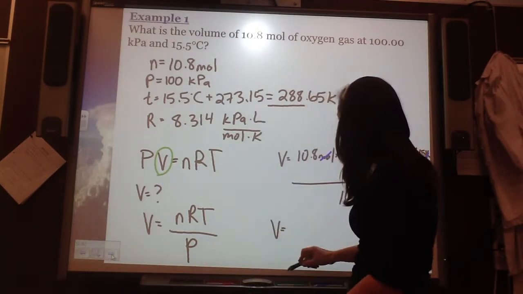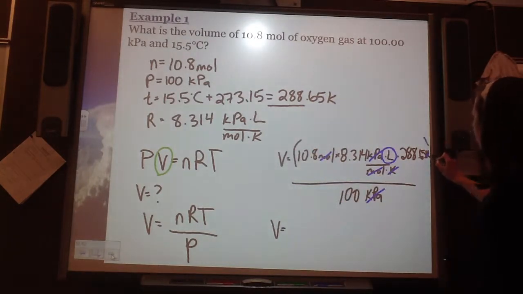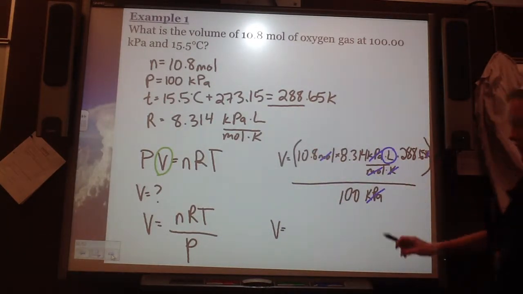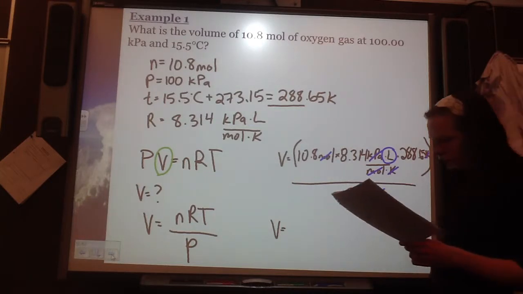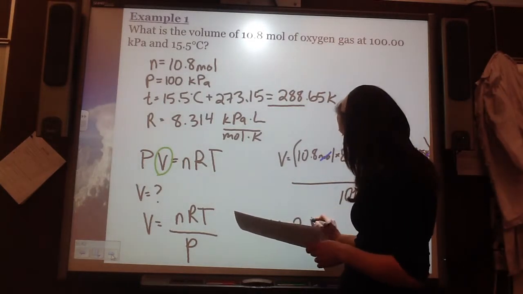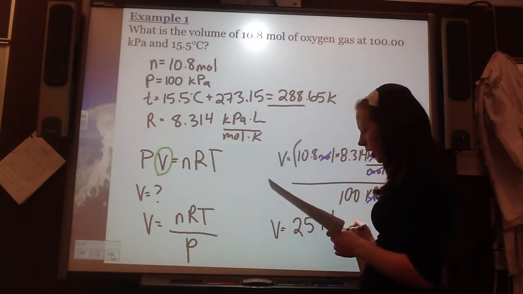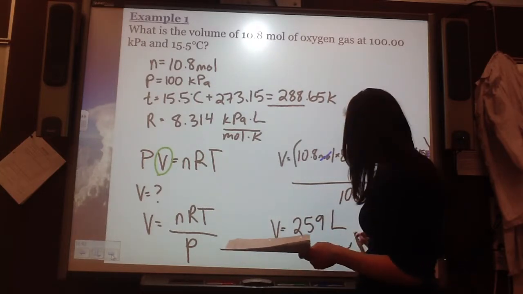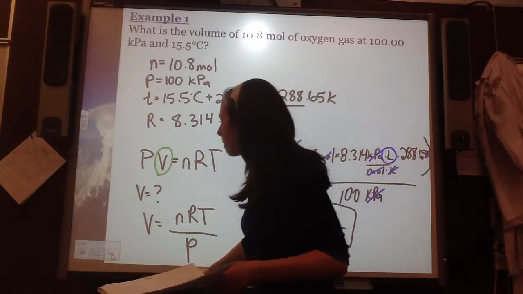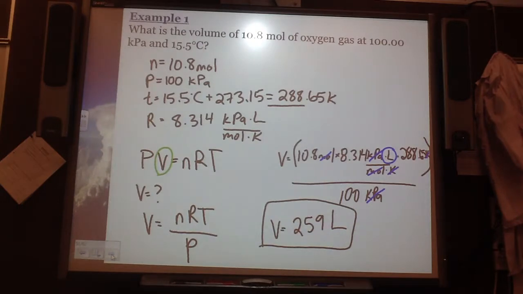So plug that into your calculator. Make sure that everything on the top is in a bracket and then divide by 100. So we get 259 liters, and that is to three sig digs. So that's example number 1.